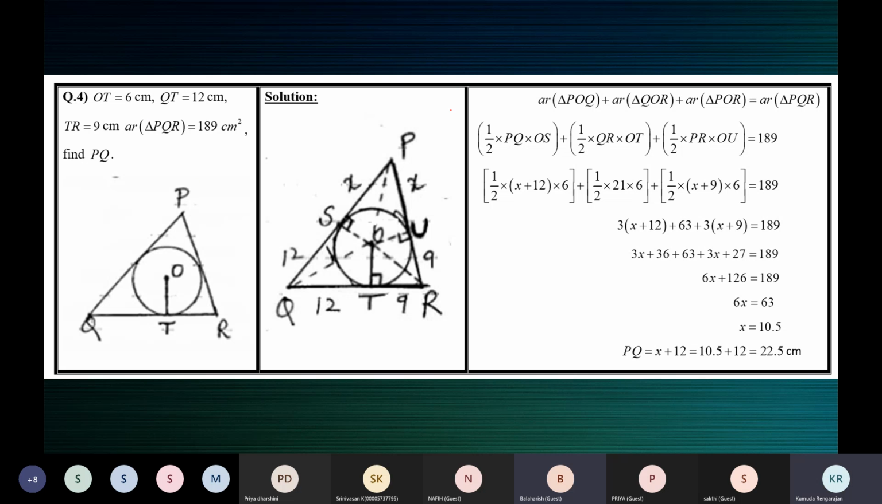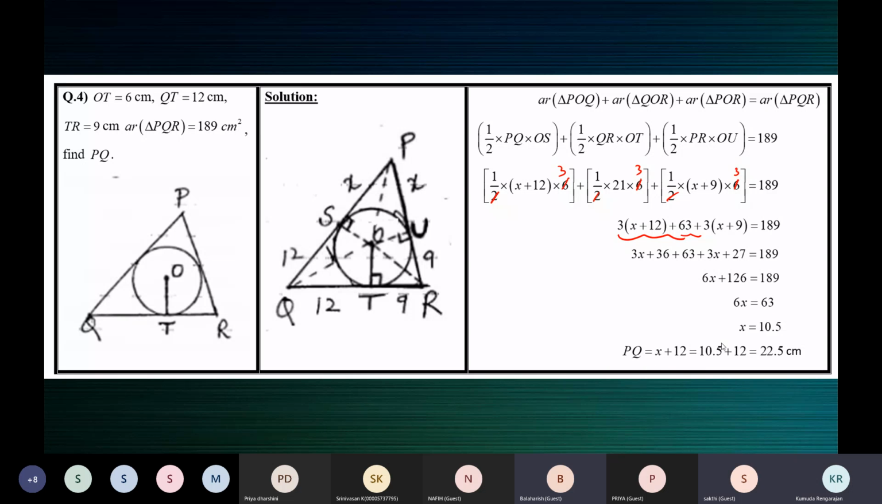Then what happens here? You'll have to cancel. 2 1s are 2, 2 3s are 6. So you get 3 into x plus 12, 21 into 3 is 63, and 3 into x plus 9 is equal to 189. So this you can solve, children. Solve this and find the value of x. And we have to find PQ. PQ is x plus 12. So 10.5 plus 12 is 22.5 centimeters.